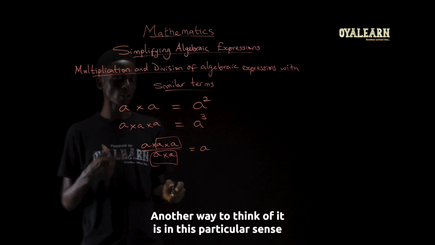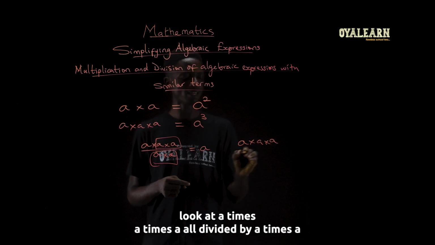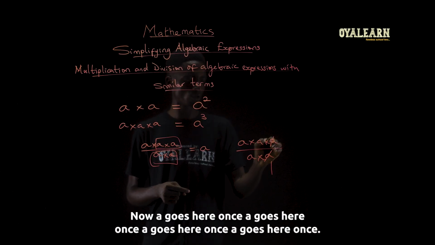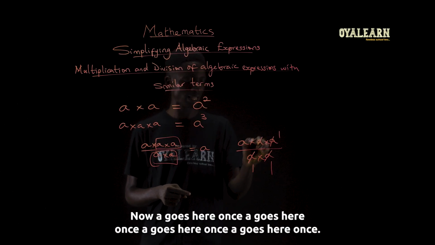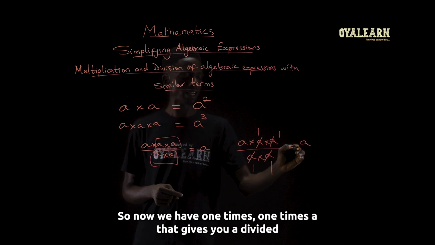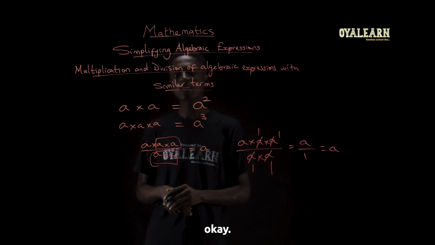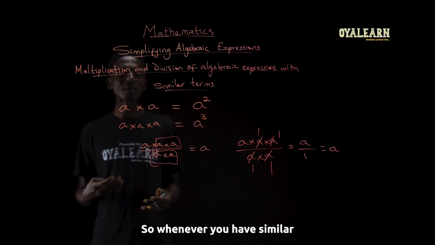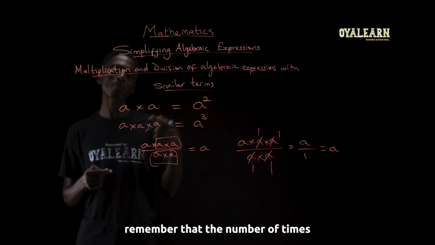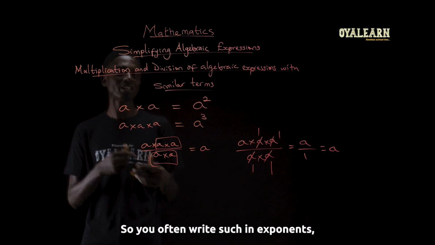Okay, another way to think of it is in this particular sense. Look at a times a times a, all divided by a times a. Now a goes here once, a goes here once, a goes here once, a goes here once. So now we have 1 times 1 times a, that gives you a here, divided by 1 times 1, which is 1, and your answer is still a. Okay, so whenever you have similar algebraic terms multiplying into each other, always remember that the number of times they multiply each other would give you the power that you have. So you often write such in exponents.